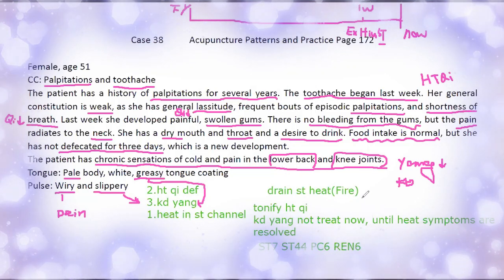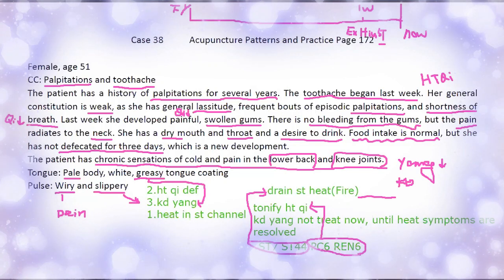So we must have some points for draining stomach heat here. Like stomach 7 and some other stomach points, like stomach 44, that's good for draining stomach heat. And then we have points to tonify heart qi. In the book, they use pericardium 6 and Ren 6. But truly, the back shu points of the heart are still good, like bladder 15 and other qi points, and stomach 36 is still good. We just leave the other points. So these two go to the first treatment principle, and these two go to the second treatment principle. But certainly you can add more points or change some points for these two treatment principles.